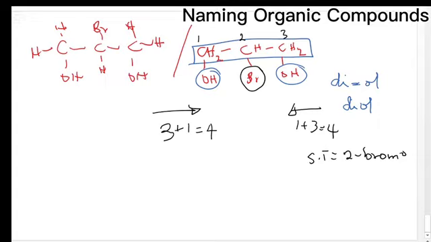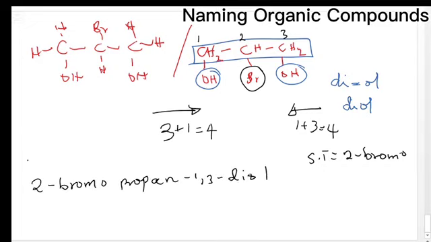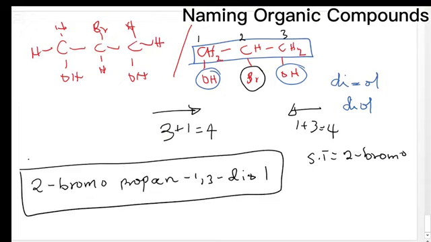So the name of the compound will likely be what? The name of the compound will be 2-bromopropan-1,3-diol. So this is the name, 2-bromopropan-1,3-diol. Do you get that? 2-bromopropan-1,3-diol. That's the name of the compound.